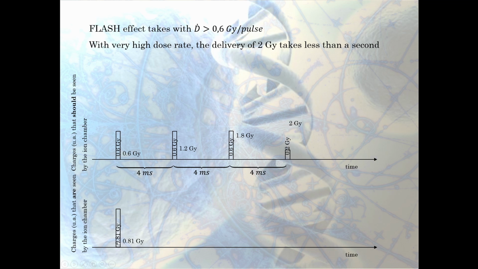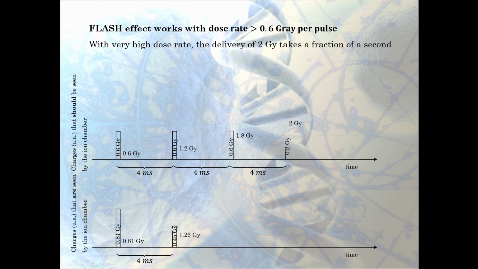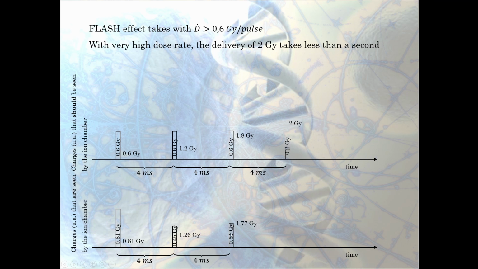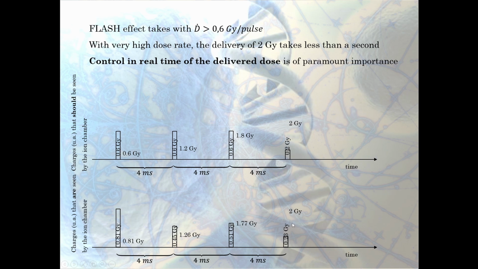Let's say the first pulse is a bit too high. Then one has to compensate in the second pulse, so there has to be some real-time computation to adjust the second pulse, but it's a bit too low. Still we are a bit too much compared to what we should have. Then we give a little less to reach 1.77, and in real time you have to compute the remaining pulse to reach the 2 grays. So you have to be very accurate from the beginning and do all that in real time.